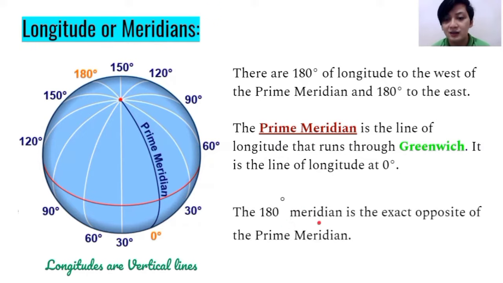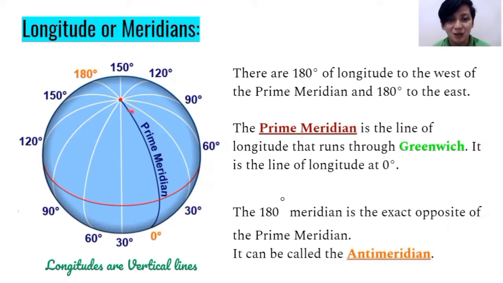The 180 degrees meridian is the exact opposite of the prime meridian. So ito yun. This is the exact opposite. Okay, and it is called anti-meridian. Okay? So this is the prime meridian at 0 degrees, while on the other side of the prime meridian, that is the anti-meridian. Am I clear? So dito sa prime meridian, ito yung starting point ng longitude, kaya 0 degrees. Okay? Dun sa 180 degrees sa likod ng prime meridian, that is the anti-meridian, which is 180 degrees. So saan tayo magsisimula? We will always start at 0 degrees sa prime meridian kapag longitude.